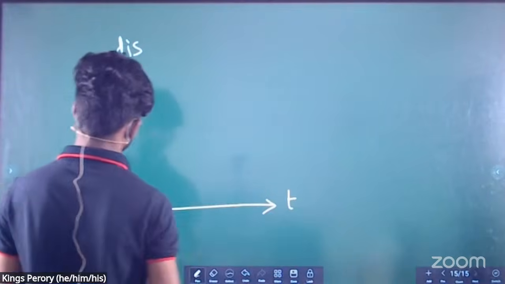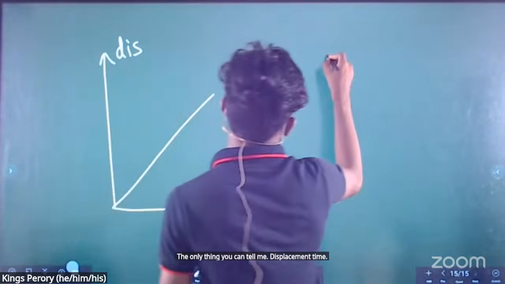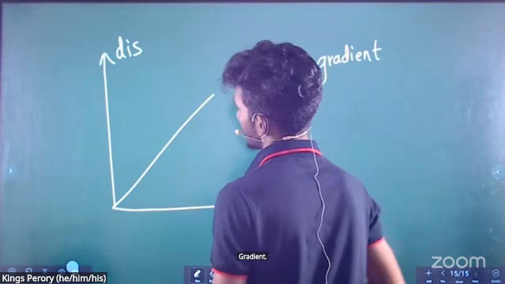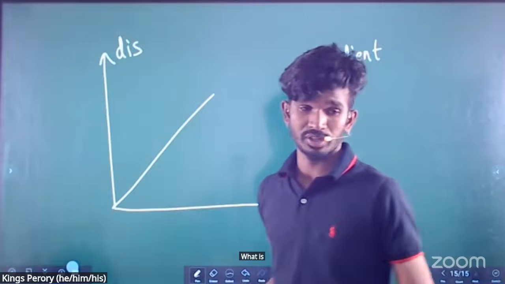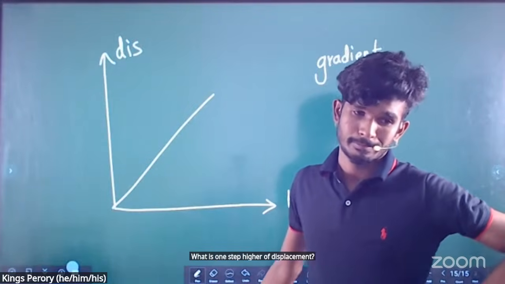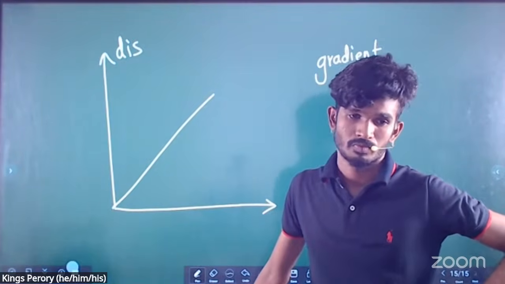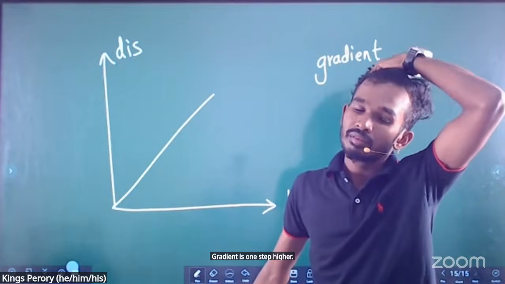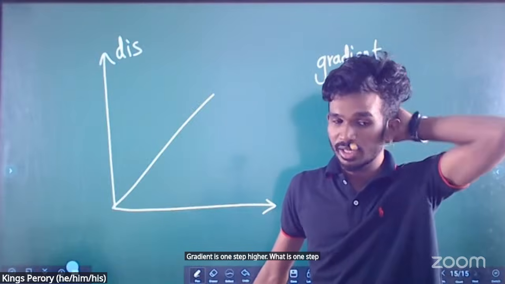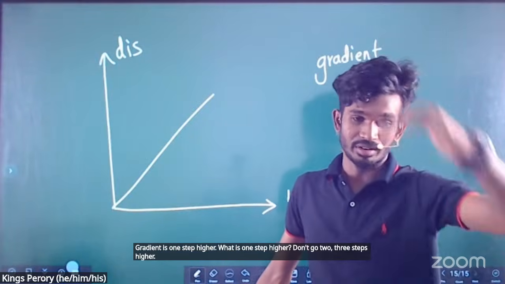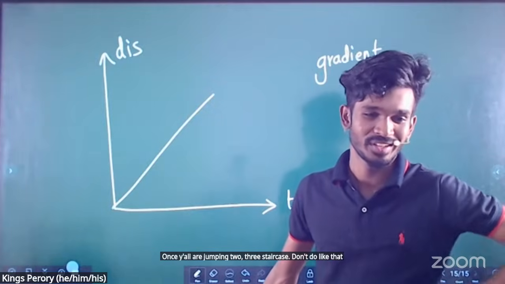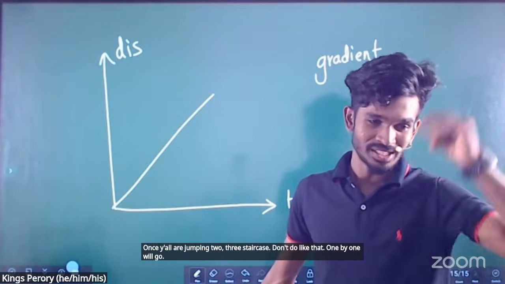Displacement time, gradient, one step higher. What is one step higher of displacement? Gradient is one step higher. What is one step higher? Don't go 2-3 steps higher. At once you all are jumping 2-3 staircases. Don't do like that. One by one we'll go. One step higher, what is one step higher than displacement?